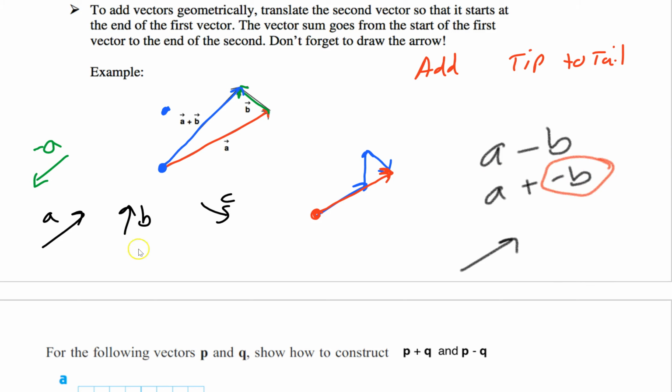Remember, negative B is the opposite of regular B. So negative B would be going down. It should be the same length, but I tried. So you just add it to the end here, go down, about the same length. This is A, this is negative B. And then the answer would be to connect this end to that end. That is A minus B. So that's how you add and subtract vectors.